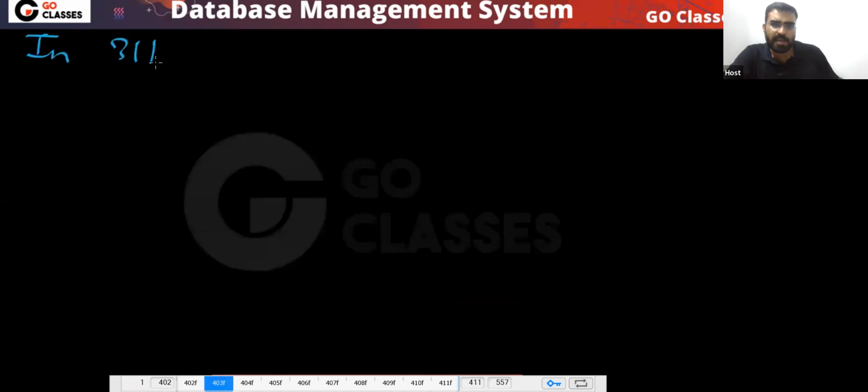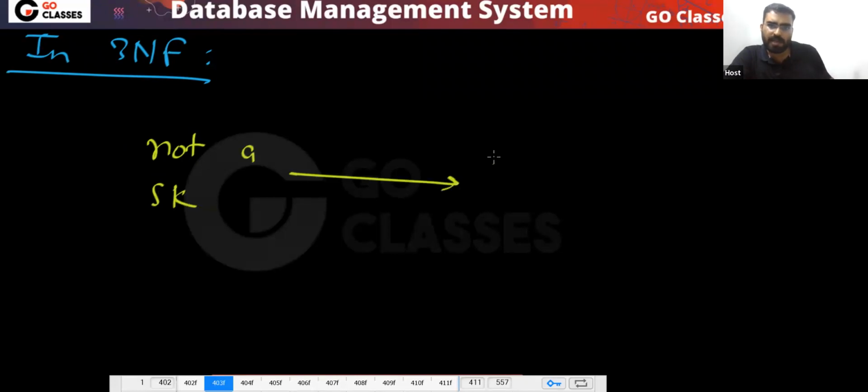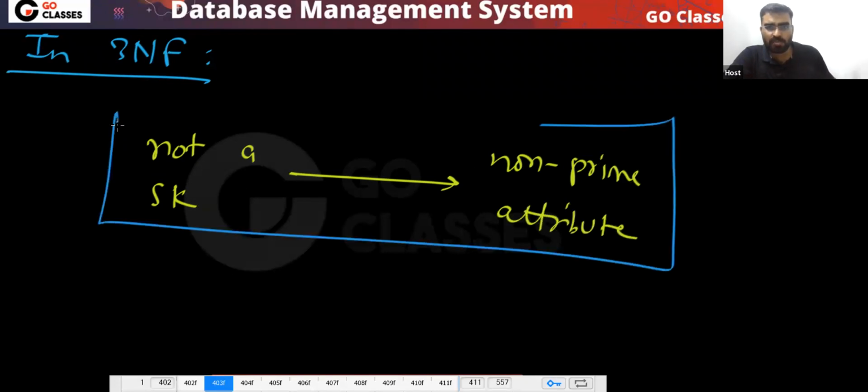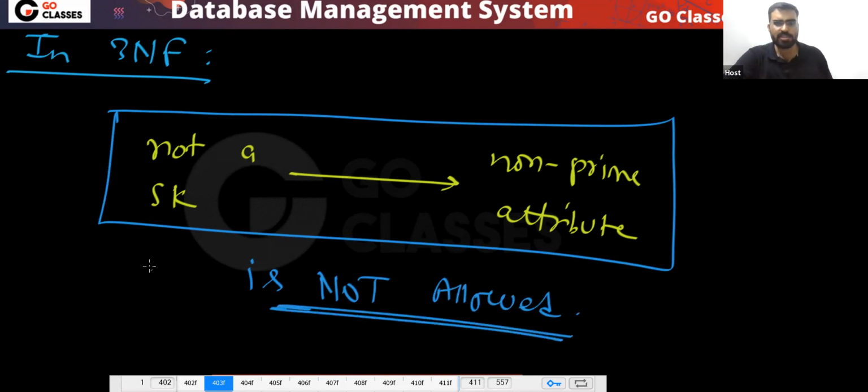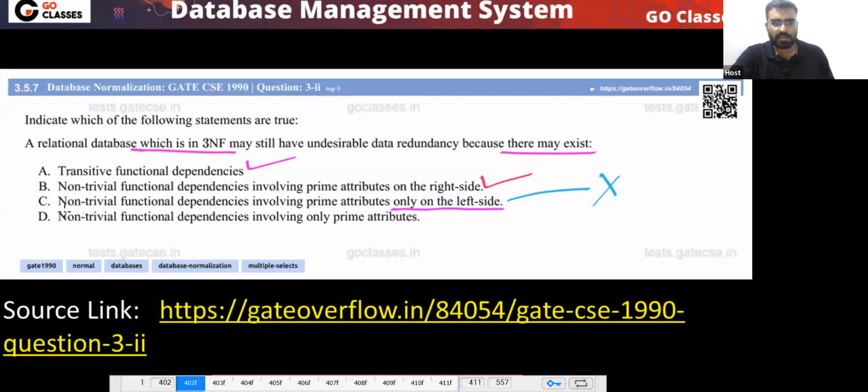That is not allowed. In 3NF, this is not allowed. I told you, in 3NF everything is allowed, but this is not allowed. I can say not a super key implies non-prime attribute. This is not allowed. This we have already seen. In 3NF, this is the problem. In 3NF, you must not have this. So you can notice, option C is false.